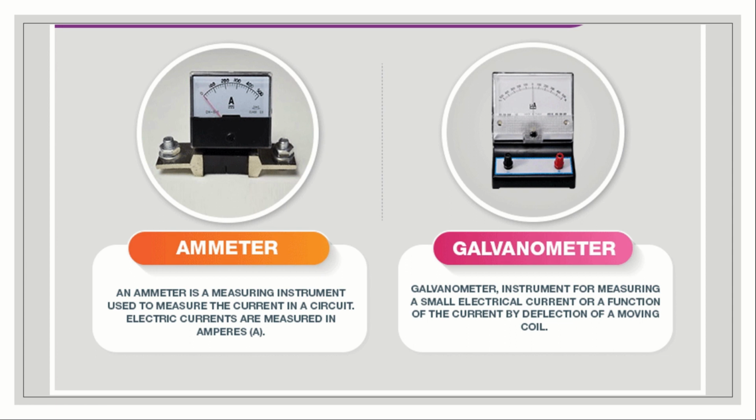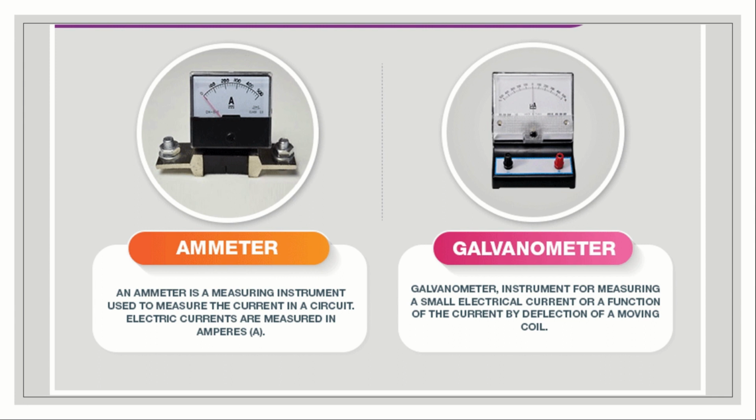Before moving on to the important topic electric generator, we have to know the difference between ammeter and galvanometer, because these are the instruments used to detect the electric current in a circuit. So what is the difference between ammeter and galvanometer? An ammeter is a measuring instrument used to measure the current in a circuit. Electric currents are measured in amperes.